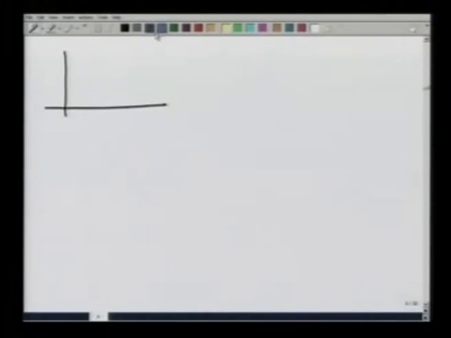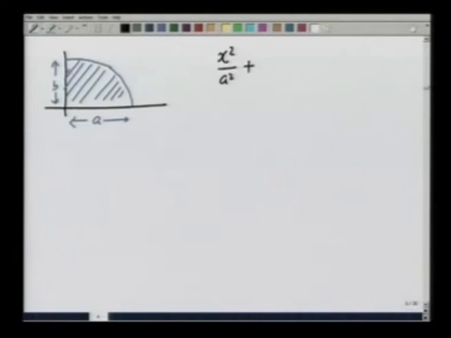As a third example, we will make it slightly more complicated, and I wish to calculate the second moment and product of area for an ellipse, a quarter of an ellipse here, with semi-major axis A and semi-minor axis B. The equation for the ellipse is x square over a square plus y square over b square is equal to 1.